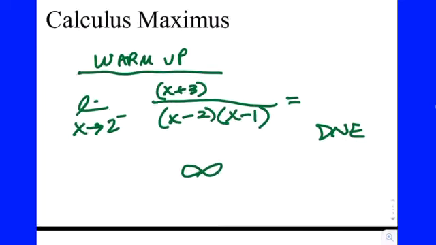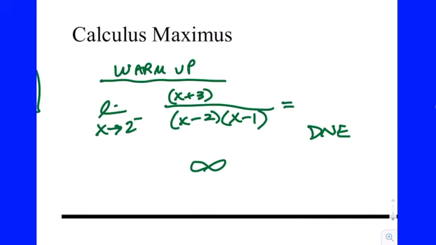So if you plug in 1.9, look at the sign that you're going to get. In the top, 1.9 plus 3 is positive, and in the bottom, 1.9 minus 2 is negative, and 1.9 minus 1 is negative, right? So in the bottom, you have negative times negative, which is positive. 1.9 minus 1? Oh, it's positive. Yeah, very good. It always has been. It always will be. 1.9 minus 1 is positive. So now we have a positive over a negative, which means the whole ratio would be negative. So the answer is negative infinity.